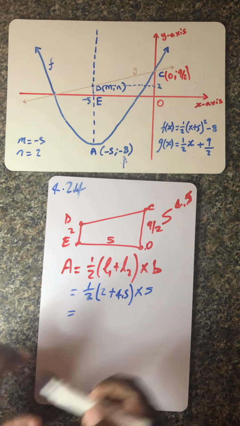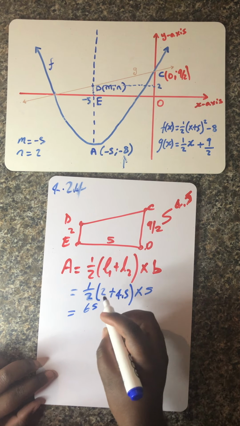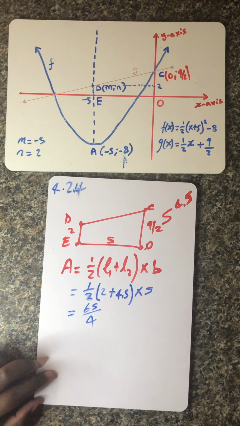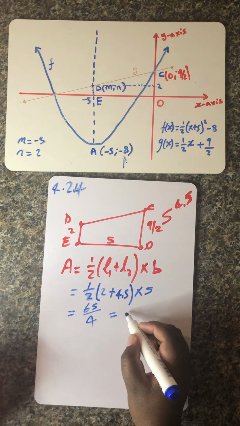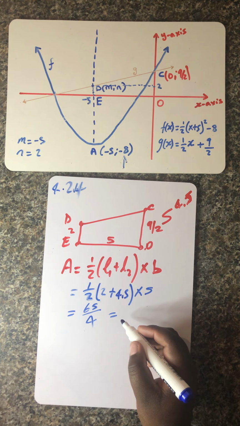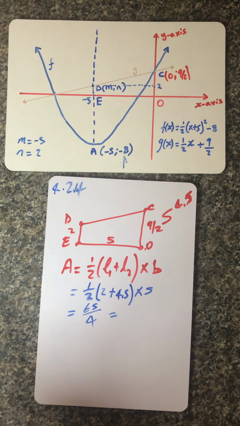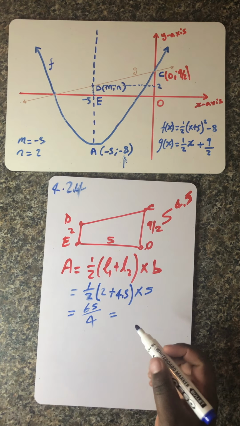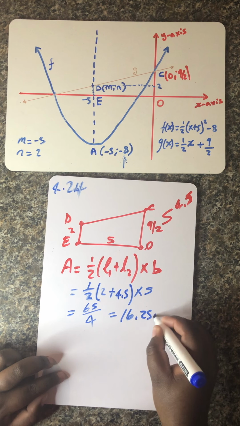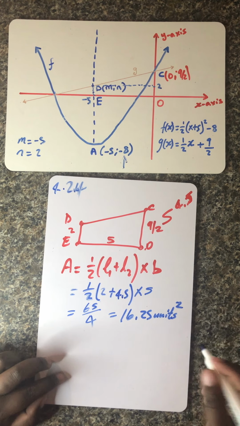You can just write it firstly in fraction form. It's 65 over 4. In decimal, it's the same as, let's see, my calculator, it's actually dying. Let me see. In decimal form, it's equal to 16.25 units. You can just say units squared, because this is the area.